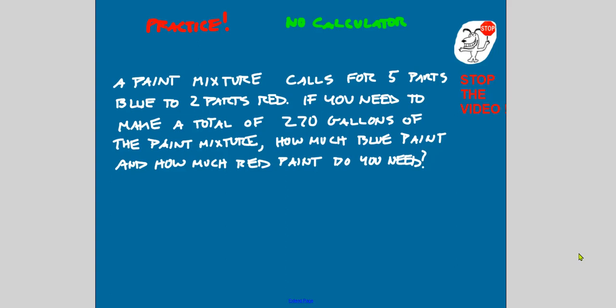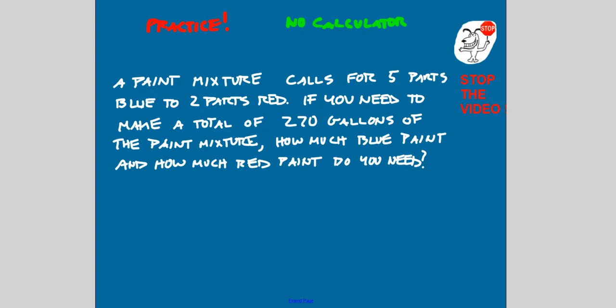Alright, let's see if you can do this practice question here. You will not use a calculator here. A paint mixture calls for 5 parts blue to 2 parts red. If you need to make a total of 270 gallons of the paint mixture, how much blue paint and how much red paint do you need? Okay, so stop the video. A little hint is you need to calculate the total number of parts in the paint mixture to answer the question. And I told you you need 5 parts blue and 2 parts red. So when you're done, start the video and check to see if you got what I did.